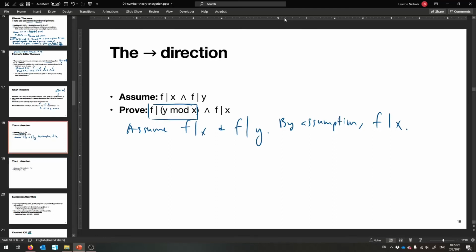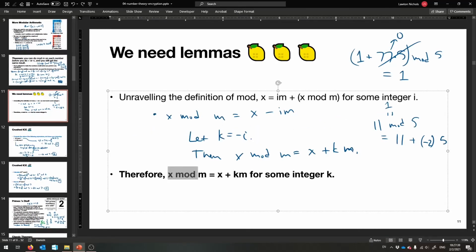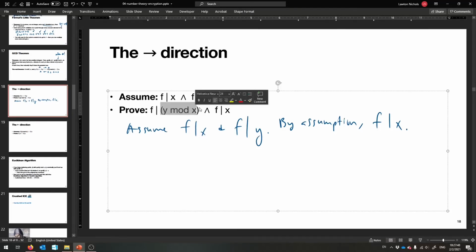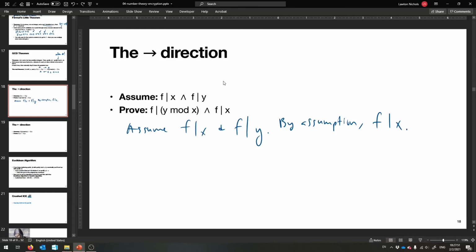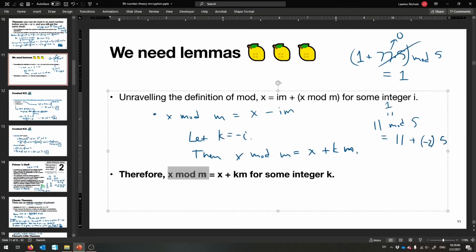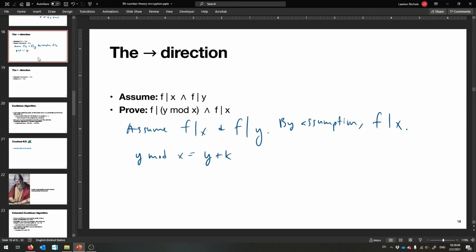F divides y mod x. How does it do that? Okay, so remember something that we proved up here, one of our little lemmas. Anything that looks like this is equal to x plus km for some integer k. We're going to use that to our advantage here. It's not going to make sense until we finish it, but I promise that's the right thing to do. So y mod x equals, what is it? y plus kx for some k.